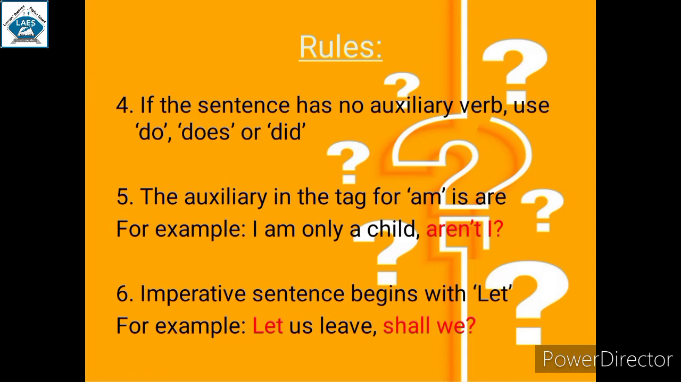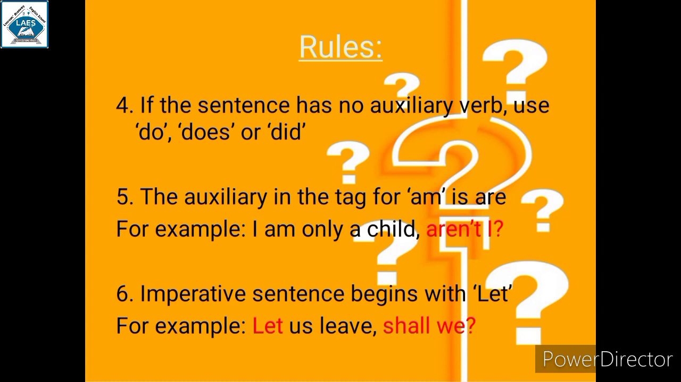Fifth, the auxiliary in the tag for am is are. Whenever there is the word am, we'll use are. The helping verb is are. For example, I am only a child. Here am, so its question tag will be aren't I. Am is a helping word, but we cannot use am not. So the auxiliary for am is are.